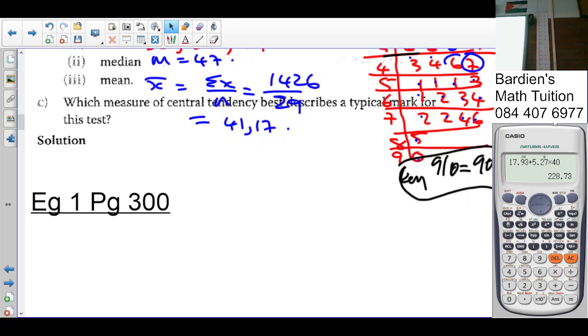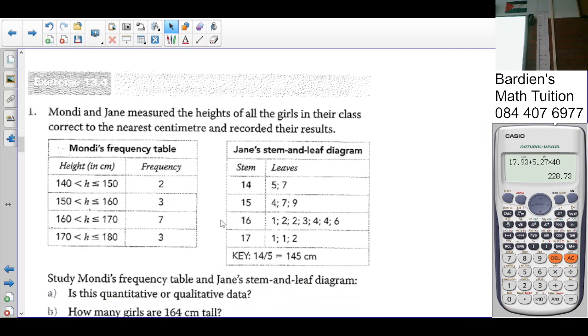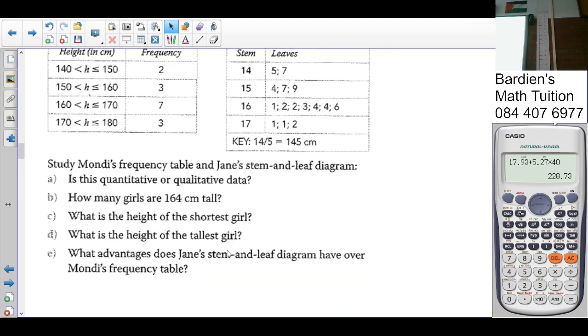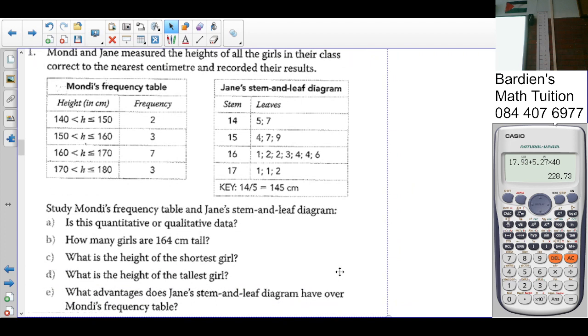Okay. Let's look at the next one. Exercise 13.4. So let's answer these questions quickly. I'll give you a couple of minutes to answer on your own, and then I will do the questions on the board.